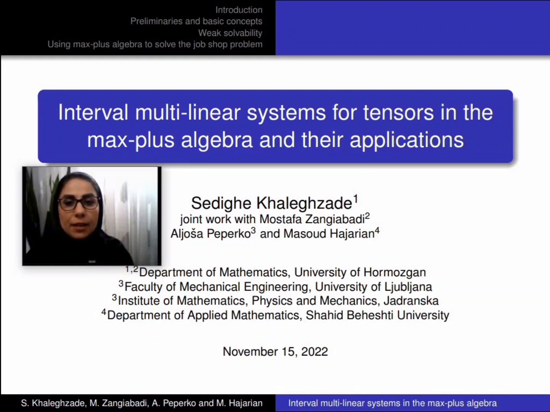My name is Sedighe Khaleghzade, and I'm a PhD student at University of Birmingham. The topic of my presentation is interval multilinear system for tensors in the Max-Plus algebra and their applications. My presentation will take about 14 minutes. If you have any questions during the presentation, you may have until the end of my presentation.